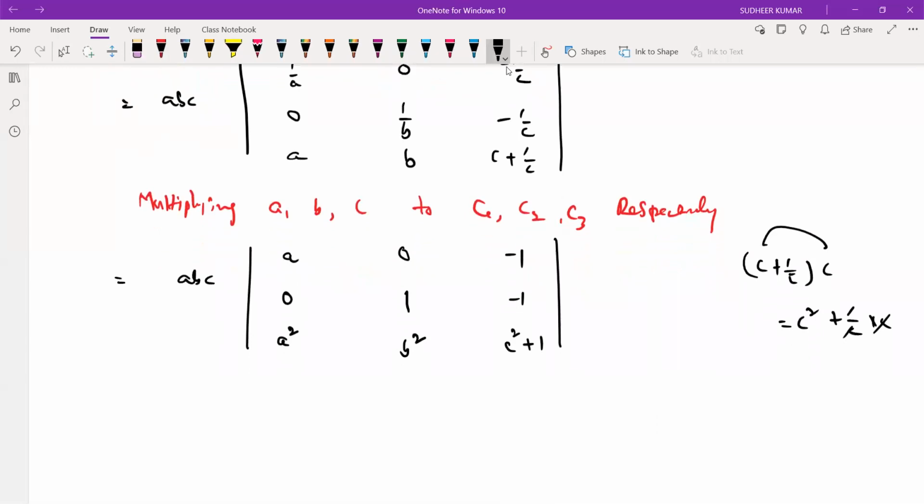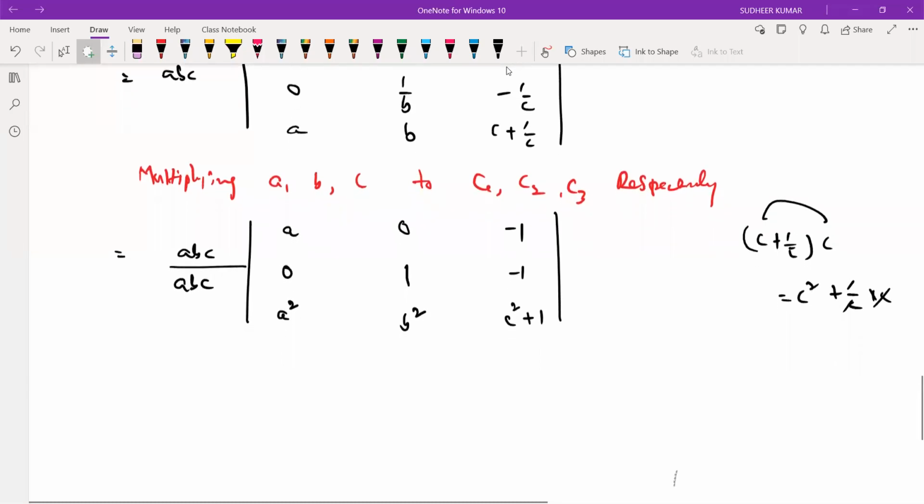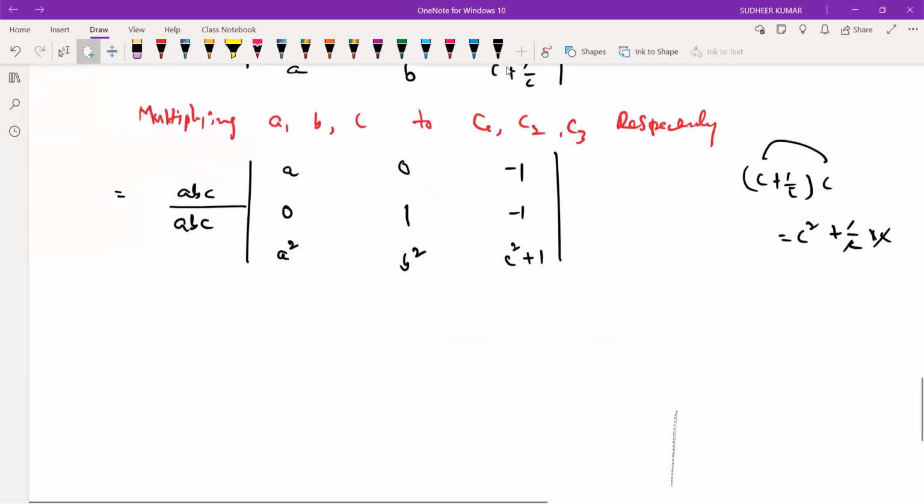But in determinants, when we multiply by some value, the same value we should divide also. Or else it is k times of the original determinant value as per that property. So we multiply by A, B, C, so we should divide by A, B, C also. We should not forget it. Then the original value of the determinant remains the same.